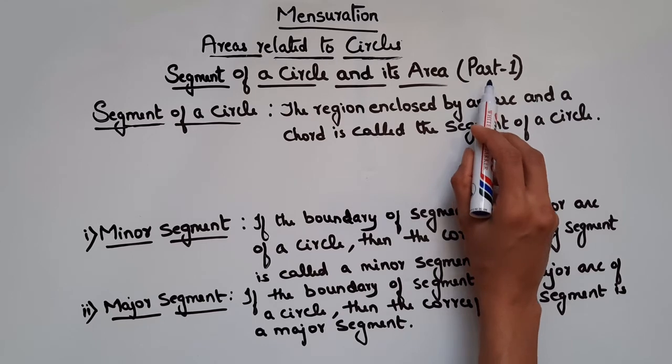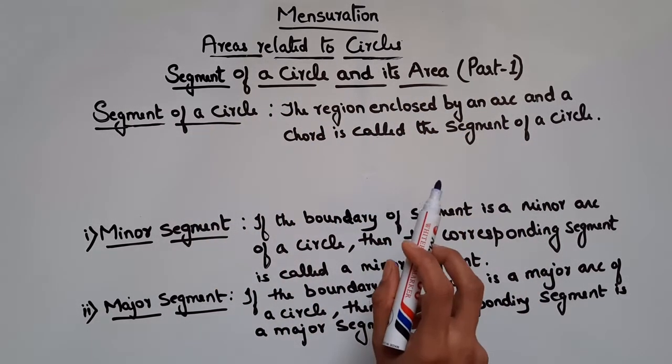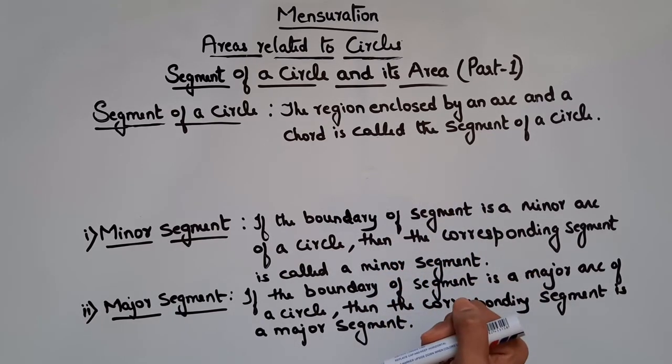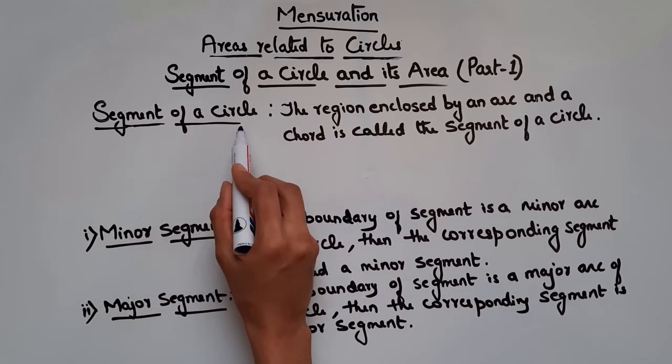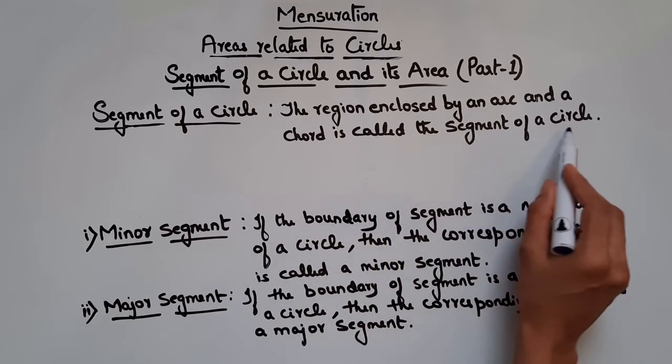In this video, we will see part 1 of segment of a circle and its area. We have already seen the sector of a circle and its area. If you haven't watched that, there is a link in the description box below. You can check that out. Now, what is a segment of a circle? The region enclosed by an arc and a chord is called a segment of a circle.